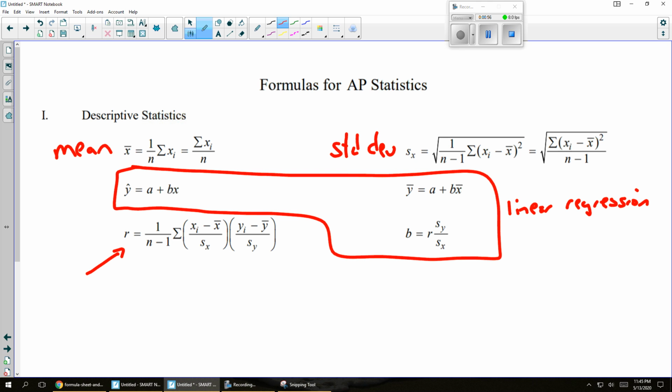And this formula is correlation. Now remember, r squared is just r squared. So you could use that and square it if you needed to. Don't overthink that. R could be anything between -1 and 1, but r squared, of course, has to be non-negative.